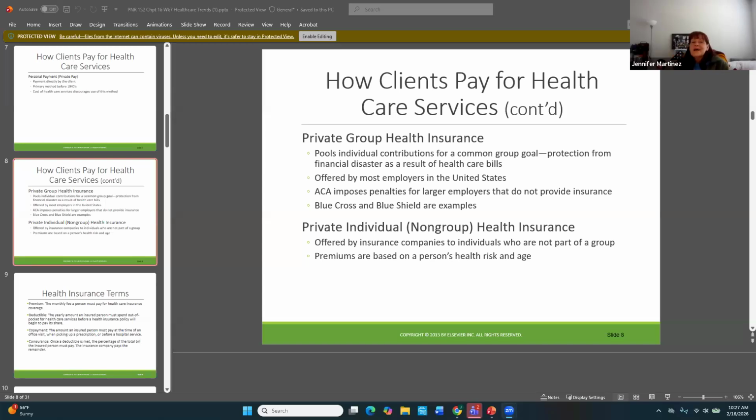The cost of your insurance is also determined by your organization, so how much you have to pay. Examples are Blue Cross and Blue Shield, United Healthcare, Aetna, Cigna. These are all examples of private group health insurance. Private individual health insurance is offered by insurance companies to those that are not part of a group. Premiums for private individual health insurance are based on your health risks and your age, as well as things like tobacco use and other things.